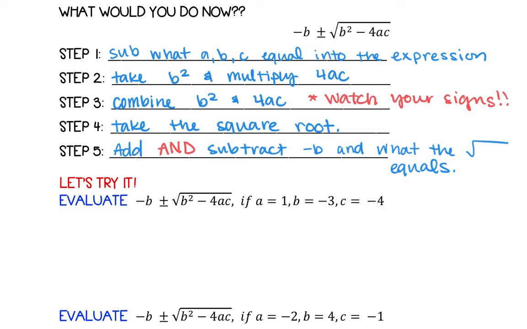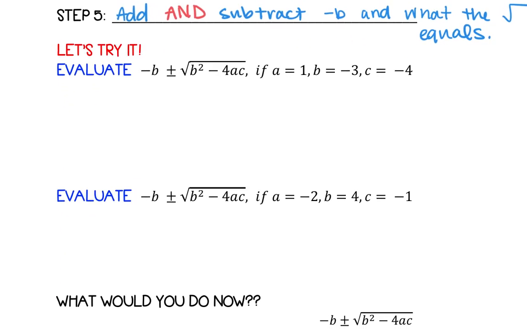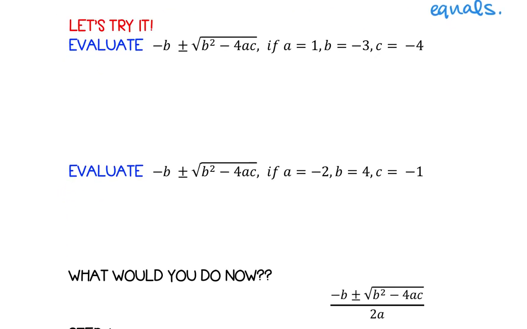Okay, so step 5, you're going to add and subtract -b and what the square root equals. When we see -b, that's really saying the opposite, okay? So make sure you're thinking about that as we go into this next expression. So -b plus or minus the square root of b squared minus 4ac if a equals 1, b equals -3, and c equals -4.